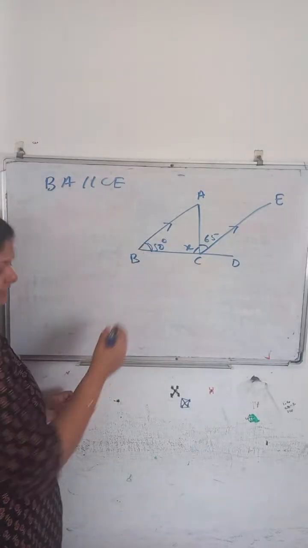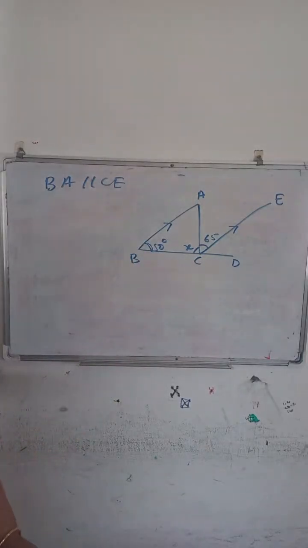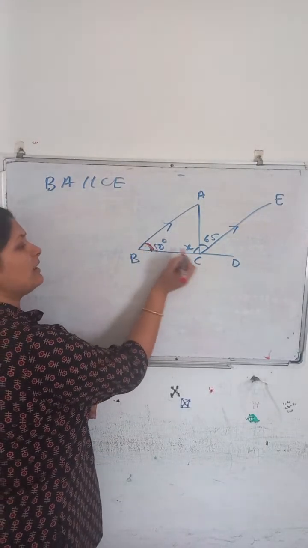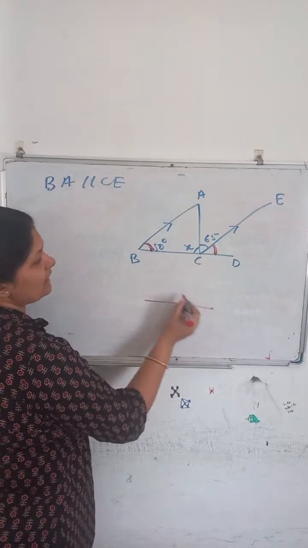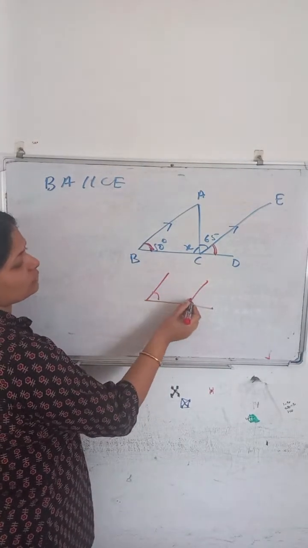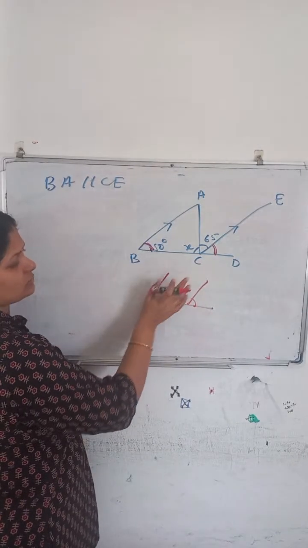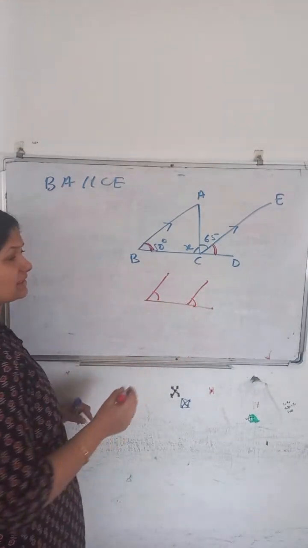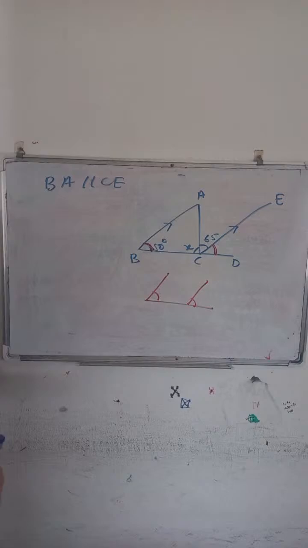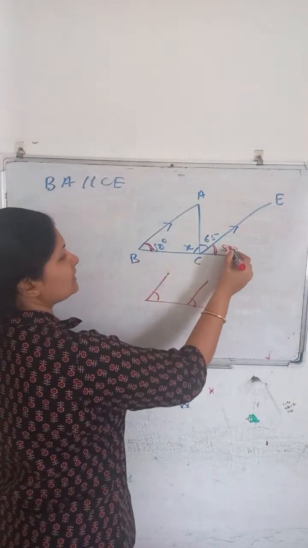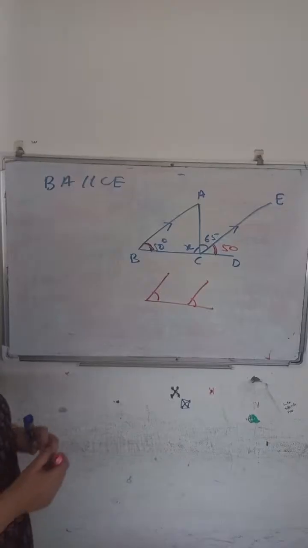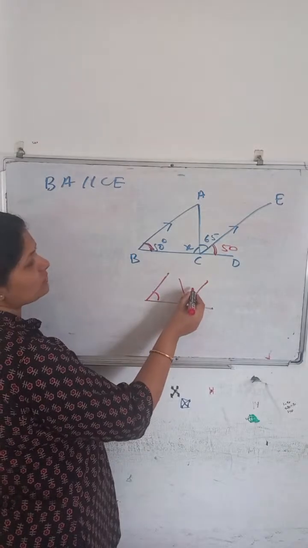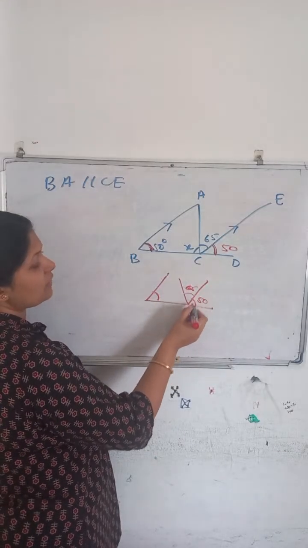This angle 50 and this angle are corresponding angles, no? Because these two lines are parallel and this is a transversal. That means this angle and this angle are equal, they are corresponding angles. So if this is 50, then this is also 50. And from here we have one bisector whose value is 65. This one we got as 50.